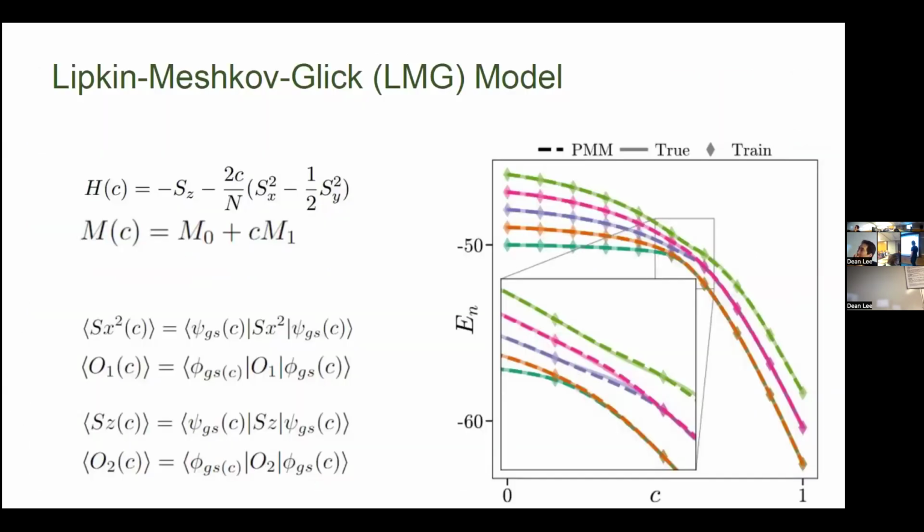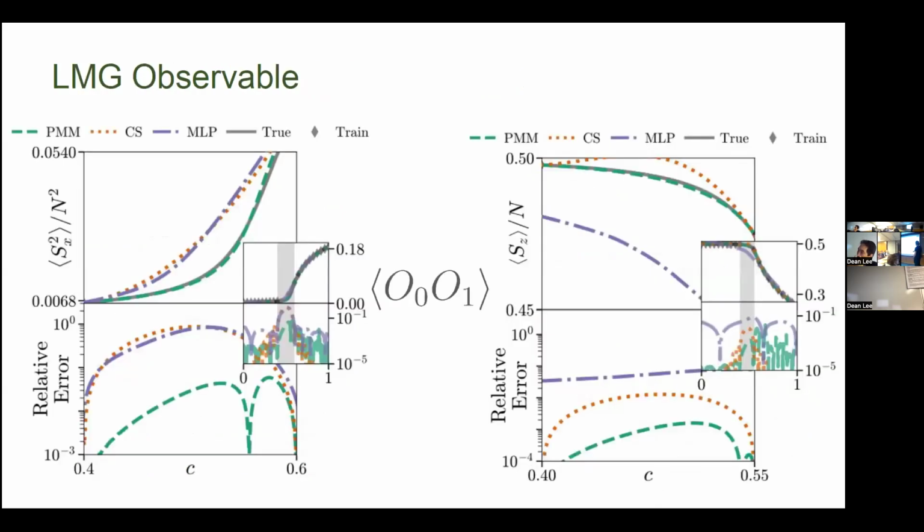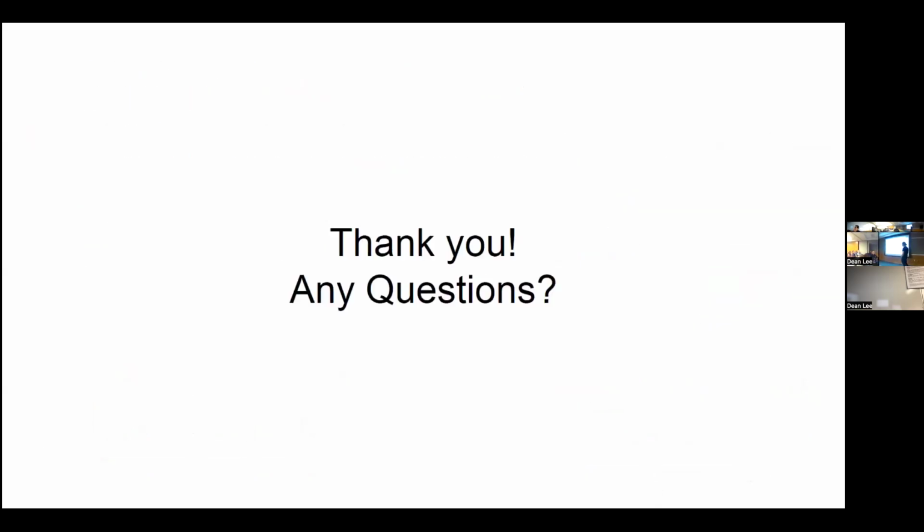Another thing is, say you fit your PMM to some Hamiltonian and you have data on some observables. So say you fit it to one observable and then another, can we extrapolate to products of observables and say we've learned something about the algebra? These are my references.